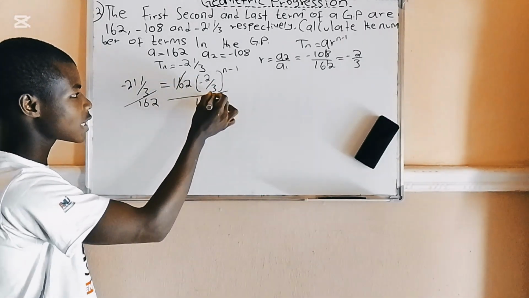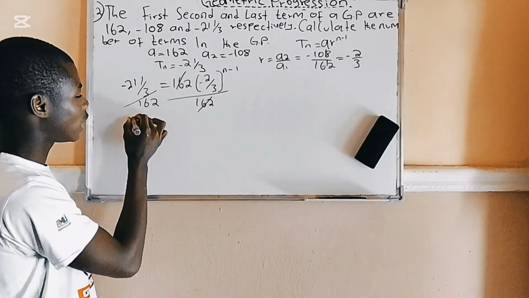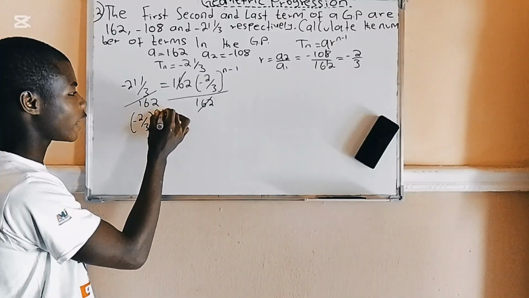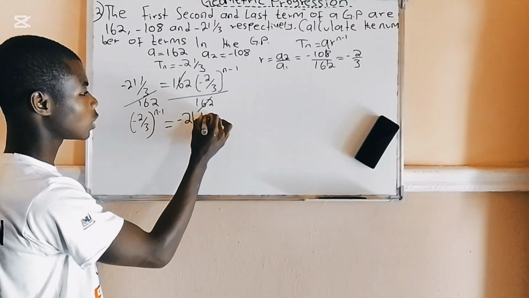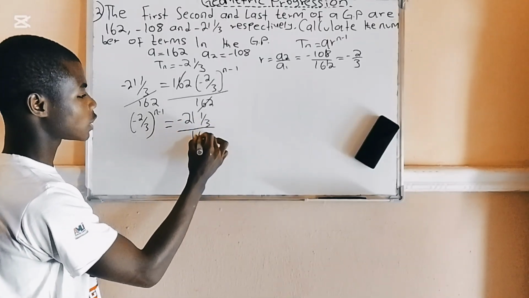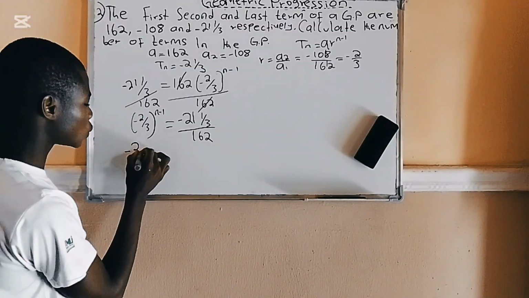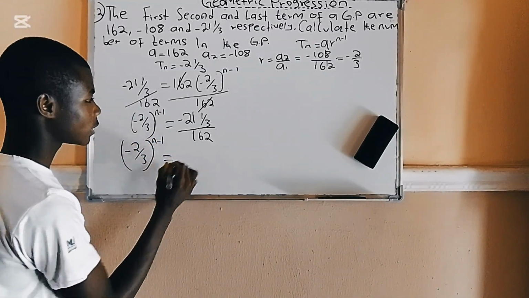So therefore, 162 will cancel 162. I will be left with minus 2 over 3 to the power of n minus 1. It will be equal to minus 21 whole number 1 over 3 over 162.